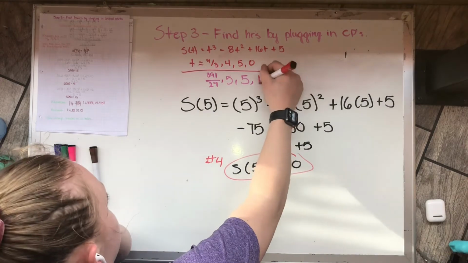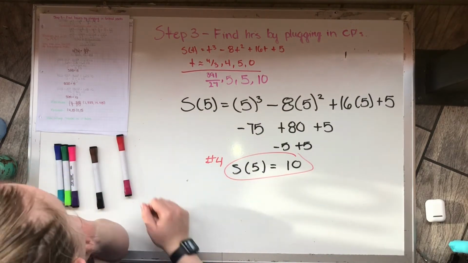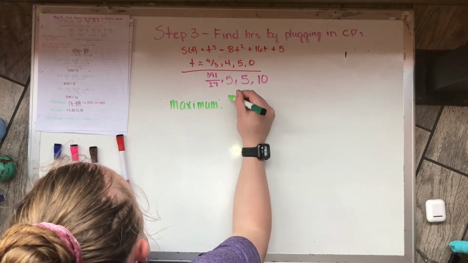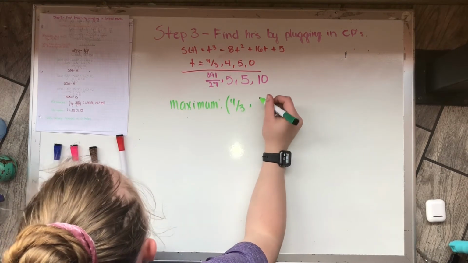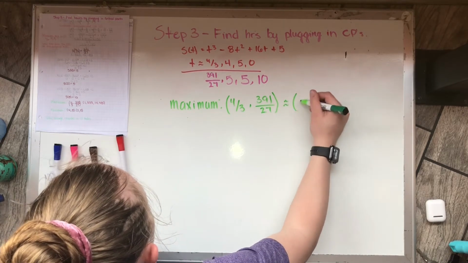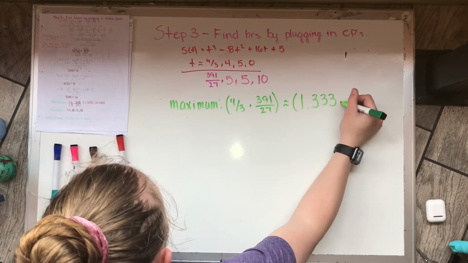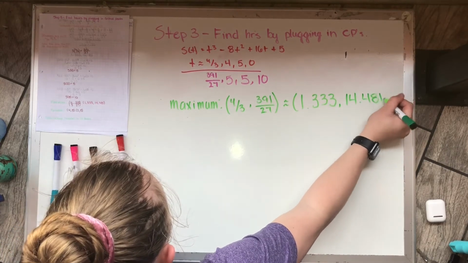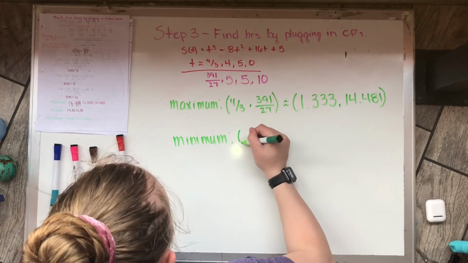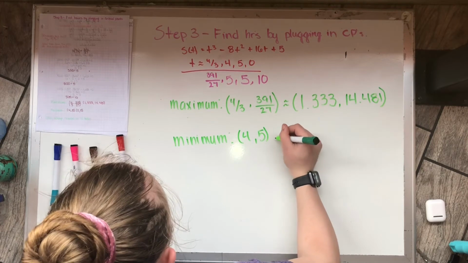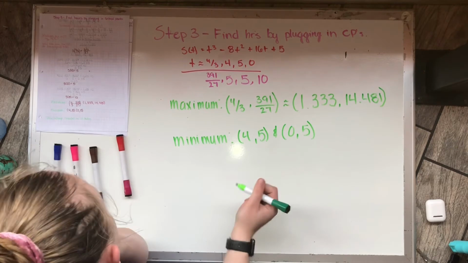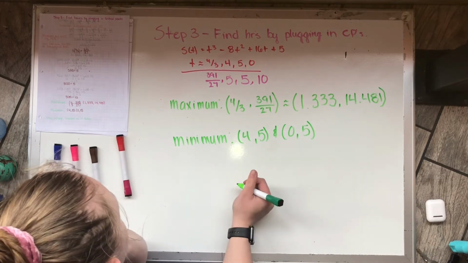So our maximum and minimum is 4 over 3 to 391 over 27, which is equivalent to 1.333 and 14.481. And our minimum is 4 5 and 0 5. And interesting fact, the total mileage traveled is 24 miles.